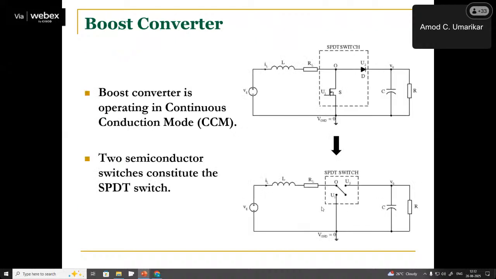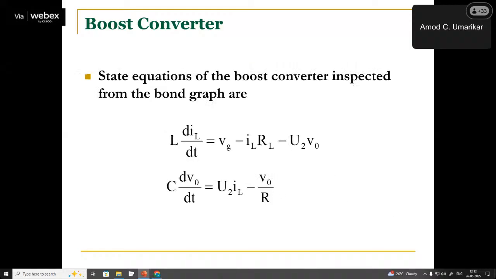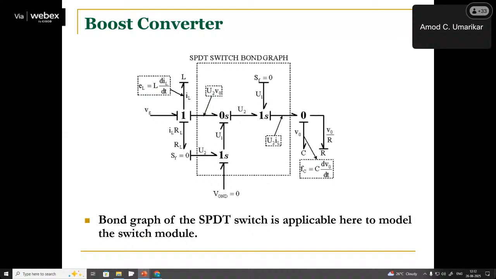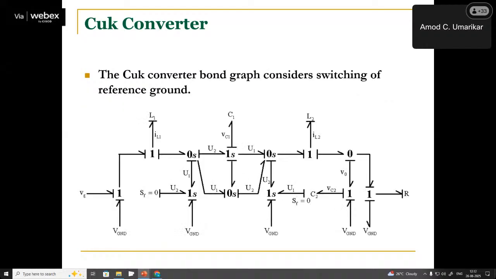Now you can see the boost converter. This is the SPDT switch we have modeled. We model this, and this is the bond graph of the boost converter. And we can immediately obtain the equations. Note here that there are Boolean variables present in the system state equations. Now it is clear to you how to obtain state equations. The only thing is that there are Boolean variables added in the system. Similarly, there is a Cuk converter. We can easily model it, and this is the bond graph of the Cuk converter.